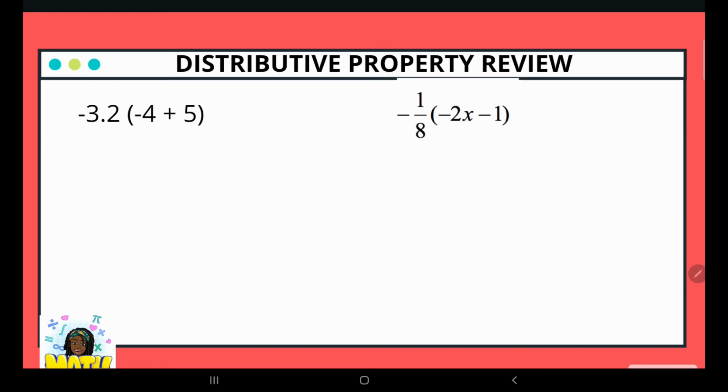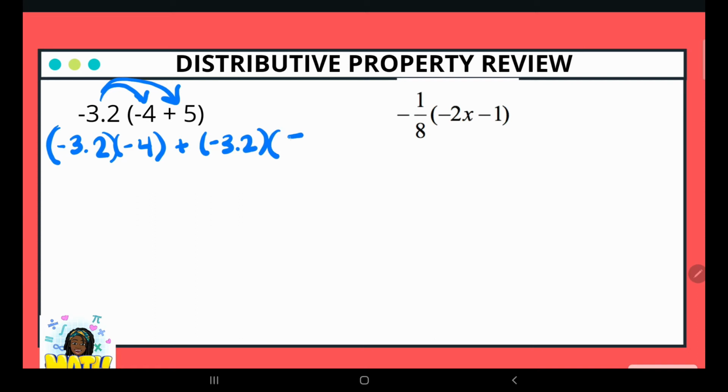All right, so now let's take a look at some rational numbers where we're going to apply distribution as well as combining like terms. So the process is the same. I'm going to distribute this number on the outside through to everything on the inside. And I'm going to rewrite this as negative 3.2 times negative 4 plus negative 3.2, and I'm going to put the second one in parentheses. I can put the first one in too, just so that I'm uniform. And then that's being multiplied to the 5.